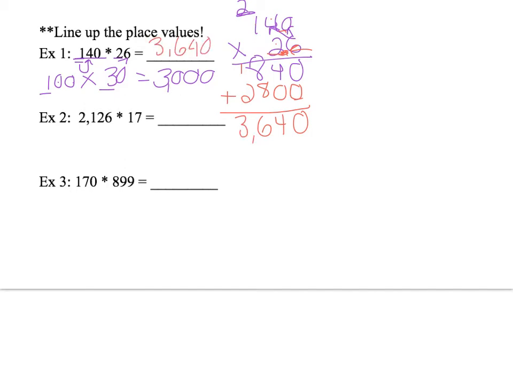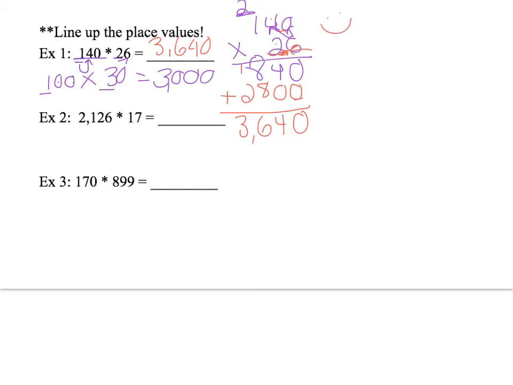3,640. Now we need to compare our solution to our estimated value here. We said our answer should be around 3,000. Our answer is 3,640, and I would say that is reasonably close to our original estimate. So we are happy because we have finished and we have a reasonable answer.